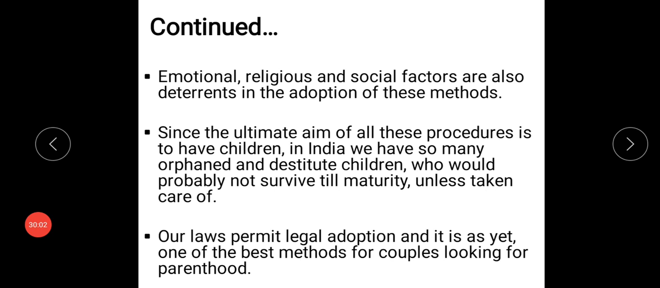Emotional, religious, and social factors are also deterrents in the adoption of these methods. Since the ultimate aim of all these procedures is what? To have children. In India, we have so many orphaned and destitute children who would probably not survive till maturity unless taken care of. So our laws permit legal adoption also, and it is as yet one of the best methods for couples looking for parenthood.